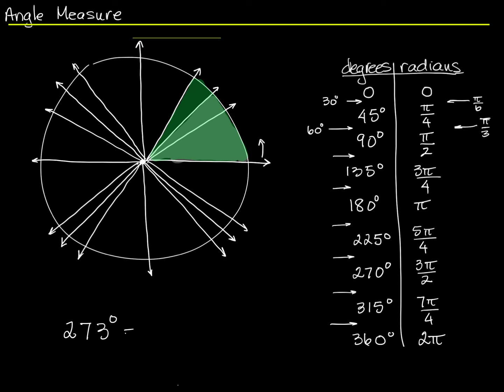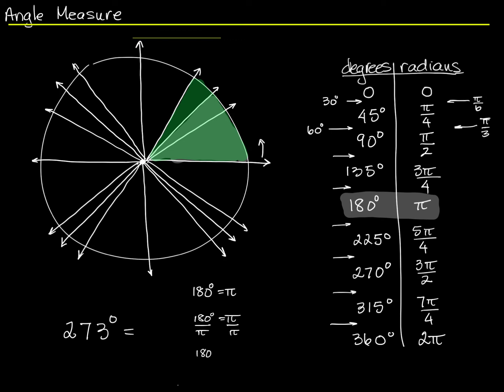273 degrees. How many radians is that? Well, let's take a look at one particular measurement that we took here. We talked about going halfway around the circle, and that we said that that was either 180 degrees or pi radians. Those two things are equal. So I can say that 180 degrees is equal to pi radians, and then I could divide both sides by pi.